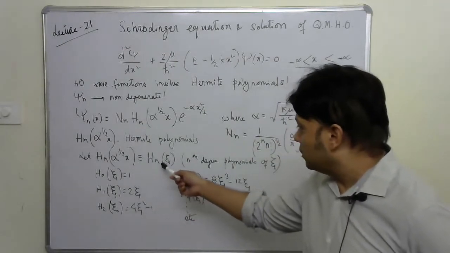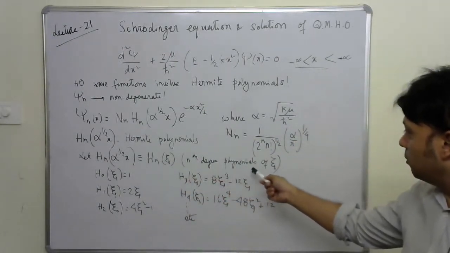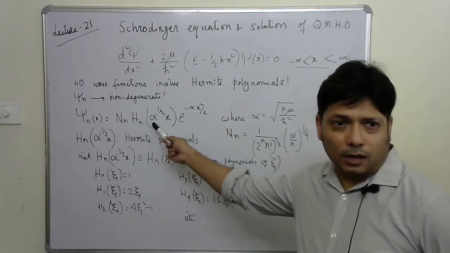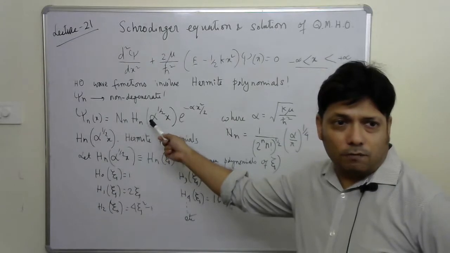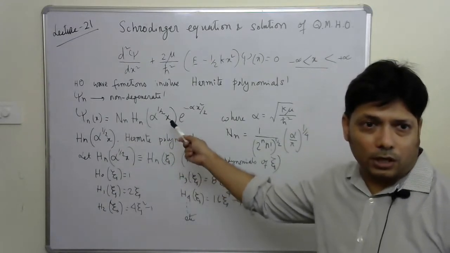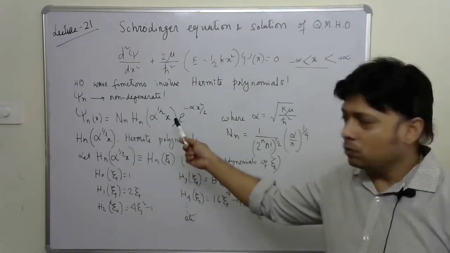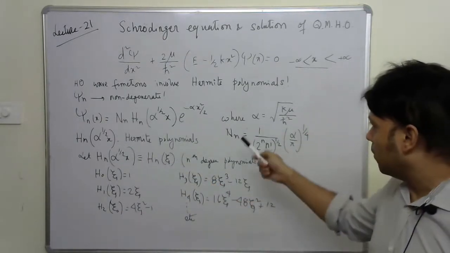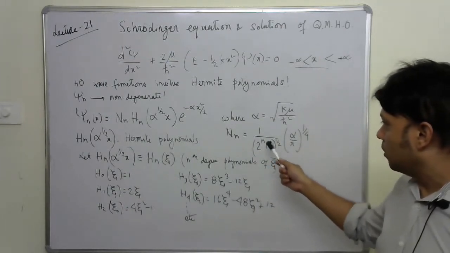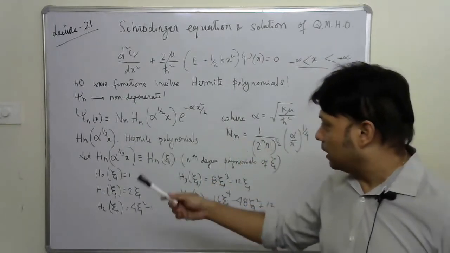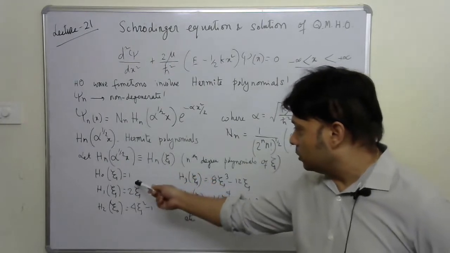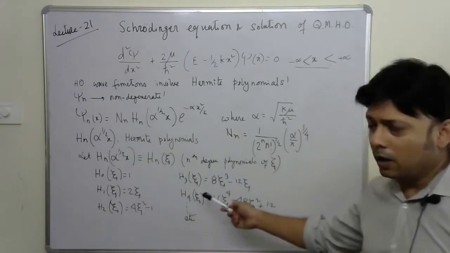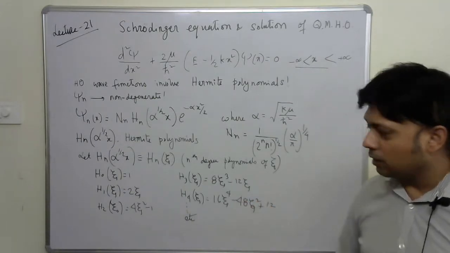So this can be represented as H n of zeta, where n stands for the nth degree polynomial of zeta. Okay, so you see here, H n, and within the bracket, depending on the value of n, we have an expression for H n of alpha to the power half x. So we simplify it in terms of zeta here. Anyway, this Hermite polynomial for n is equal to 0 is 1, and for n is equal to 1 it is 2 zeta, and for n equal to 2 it is 4 zeta square, and so on. Here is a cubic function, here is a quadratic function, etc. All right.